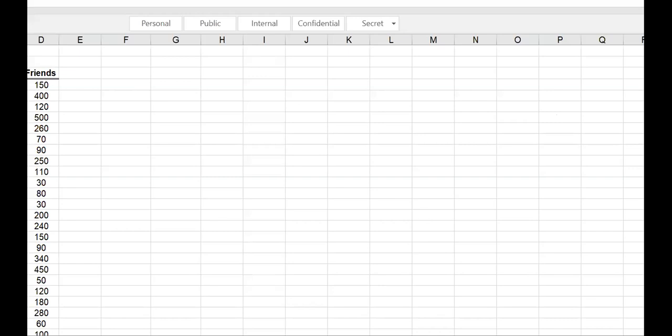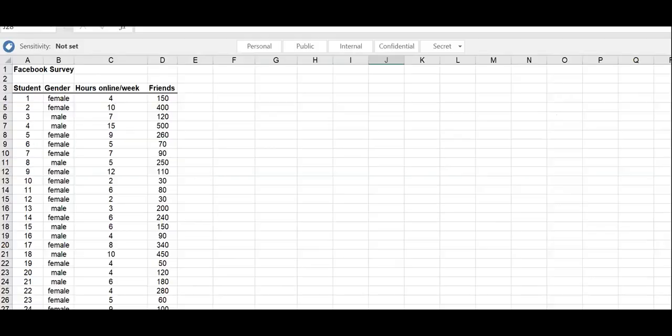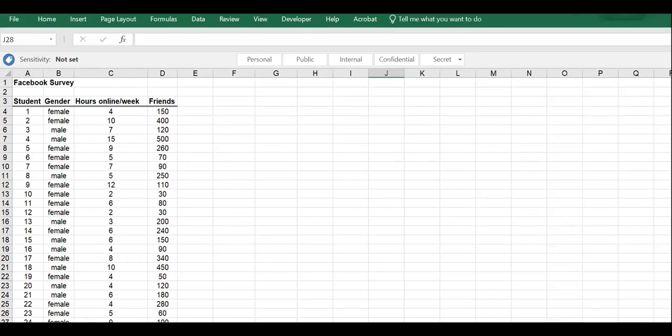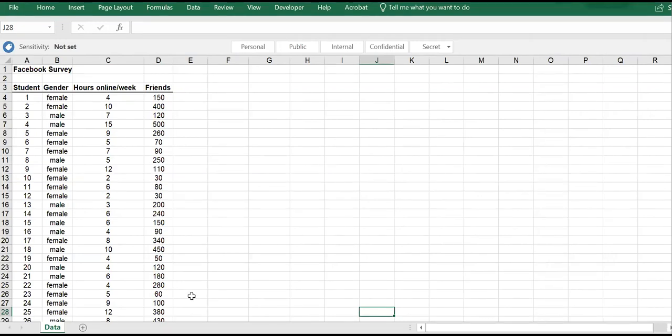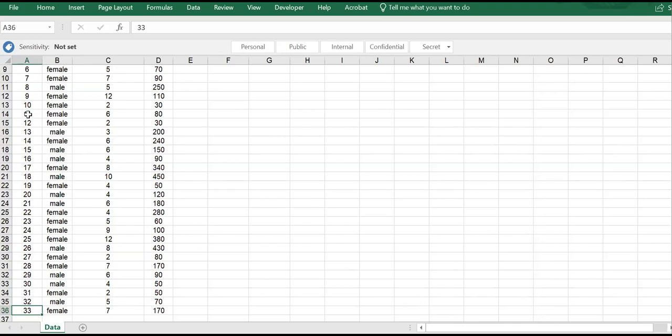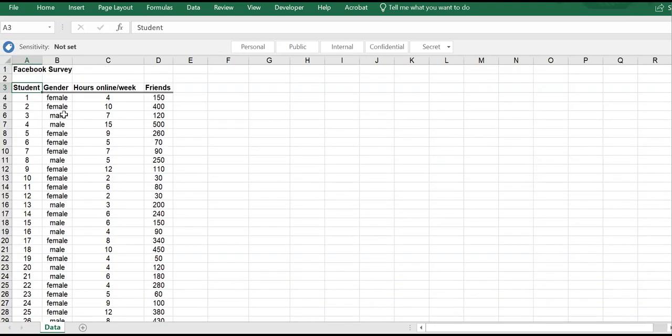So I'm gonna open data file Facebook. In this data file, I have the number of hours spent, and I also have the number of friends that they have for 33 students, and I have the gender information of each student. So this is, of course, a case of independent samples.